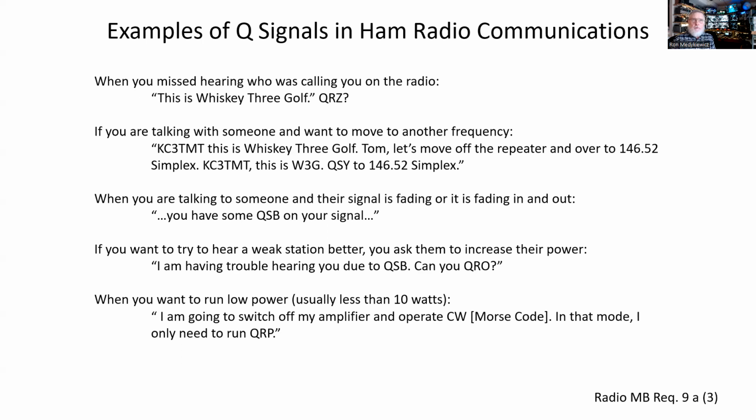And then, of course, when you want to run low power, you say, I'm going to switch off my amplifier and operate CW, Morse code. In that mode, I only need to run QRP, which is generally understood to be, in general, less than 10 watts.